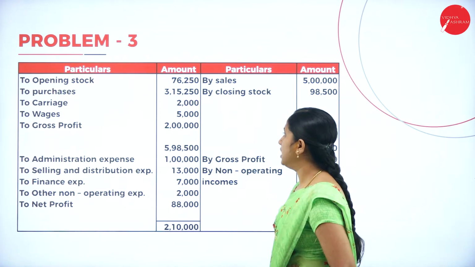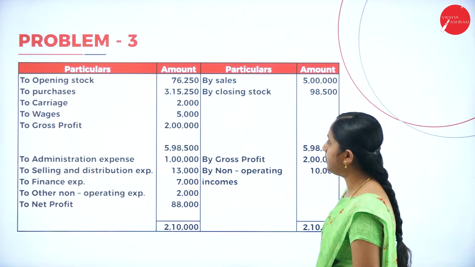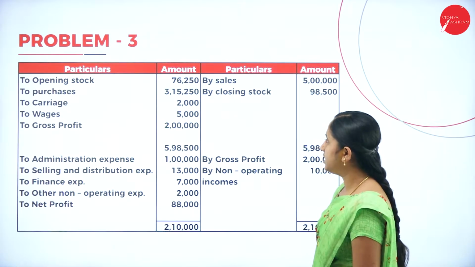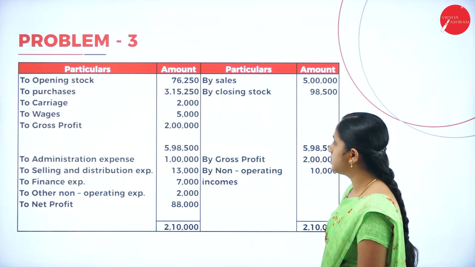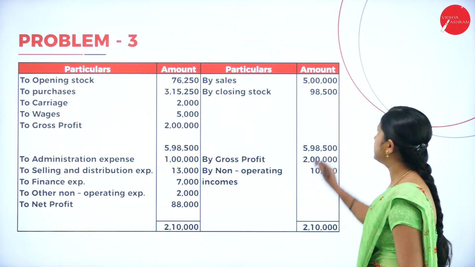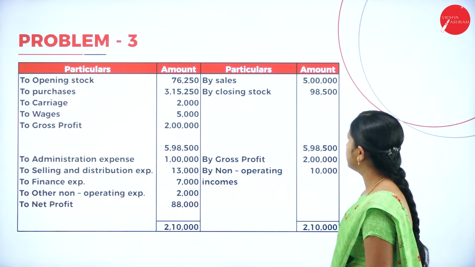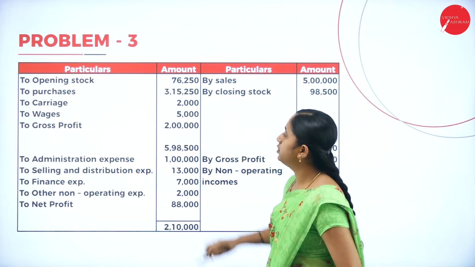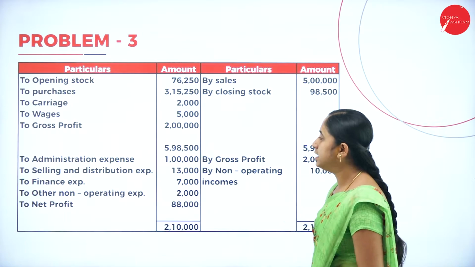To opening stock 76,250, purchases 3,15,250, to carriage 2,000, wages 5,000, gross profit 2 lakh. By sales 5 lakh, closing stock 98,500. This is information about the trading account. Then the profit and loss account.